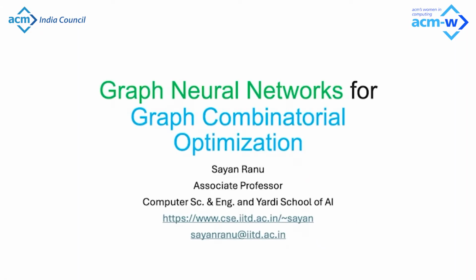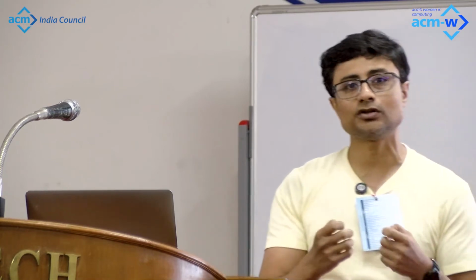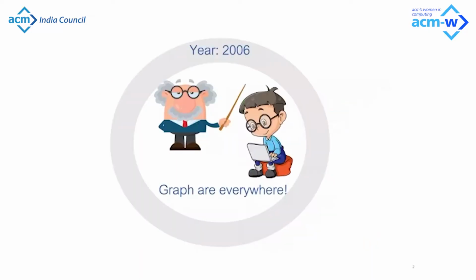And in today's talk, I will talk about what we have been working on over the last 5 years: graph neural networks for graph combinatorial optimization. I did not want to make this too technical because I understand that the audience here comes from a variety of backgrounds. So I wanted to share a little bit of what my journey has been and why I chose to work on this problem, and also some of the key ideas and challenges that we discovered during this journey. So I'll start from when I started my PhD, which is 2006.